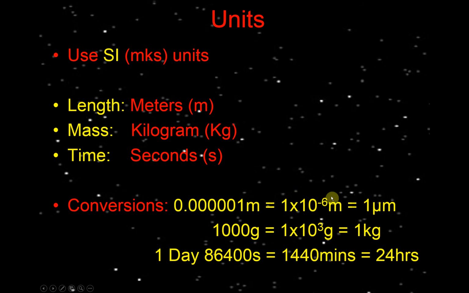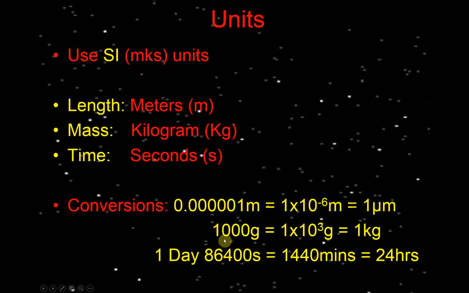This 10 to the negative 6 here can also be replaced by a unit in its own right. And this little prefix, this mu in Greek here, is the micro or the micron. So this is 1 micron, 1 micrometer, 1 times 10 to the minus 6 meters, or 0.000001 meters.